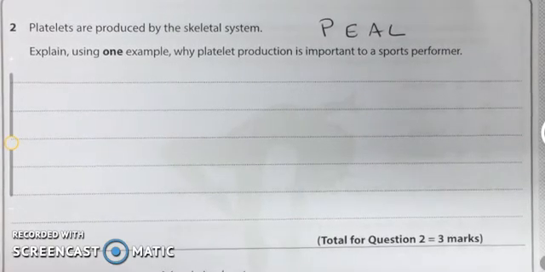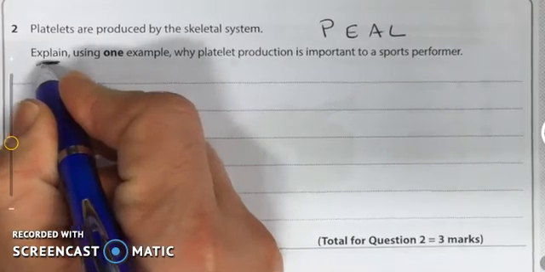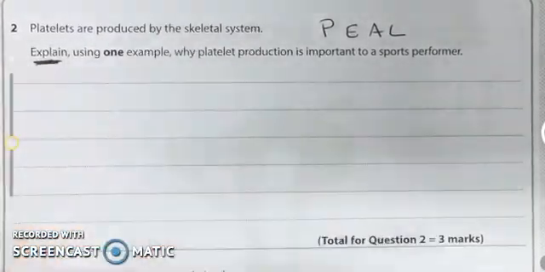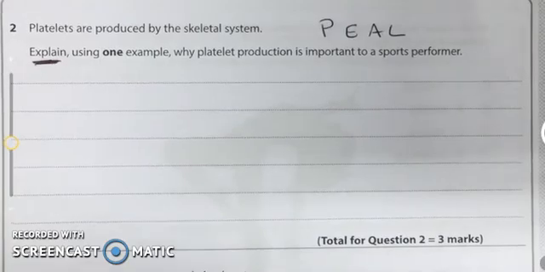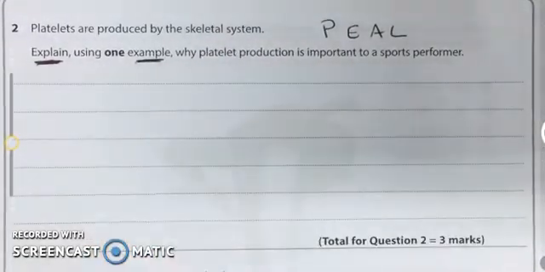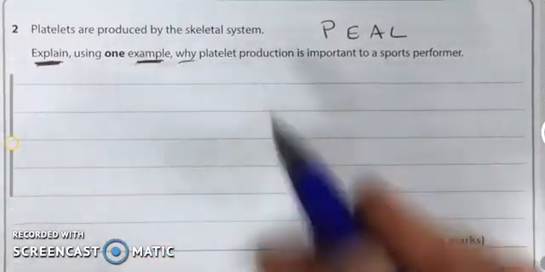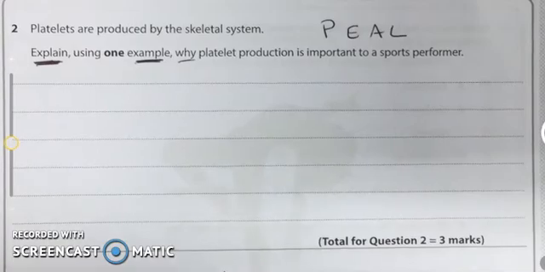Platelets are produced by the skeletal system, so that's a statement. Explain, using one example, why platelet production is important to a sports performer. So let's look at some key things. Command word, explain. So it wants you to explain what is happening. It wants one example, which is why it's in bold, and it wants an example. That's important. And then the key question is why platelet production is important to a sports performer. So let's break it down.